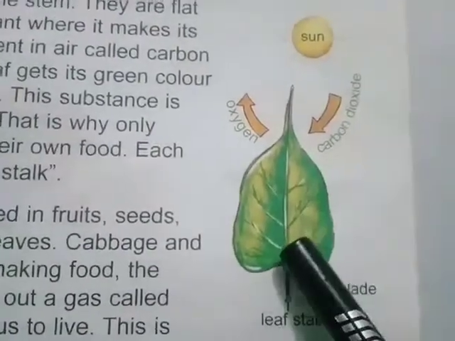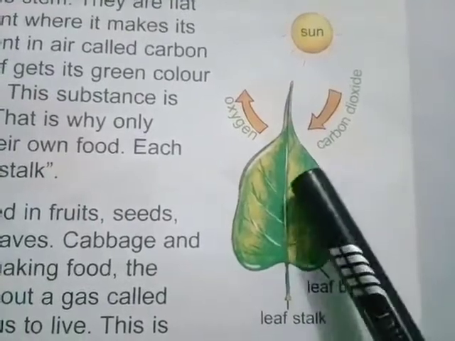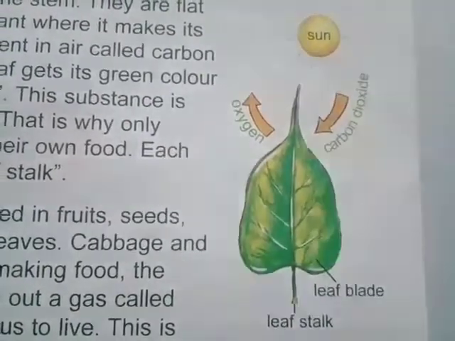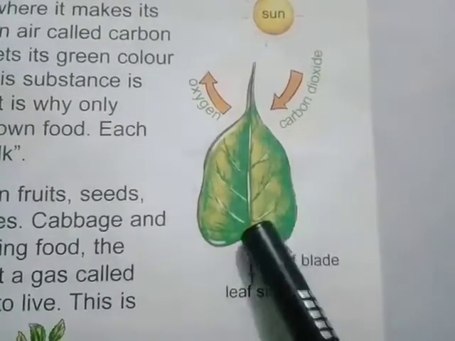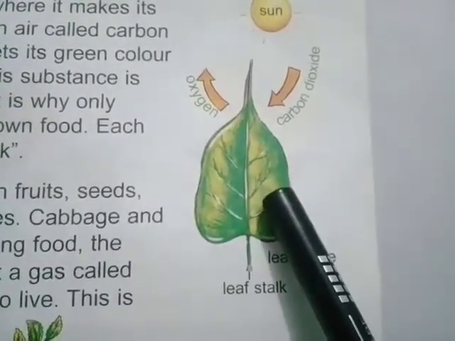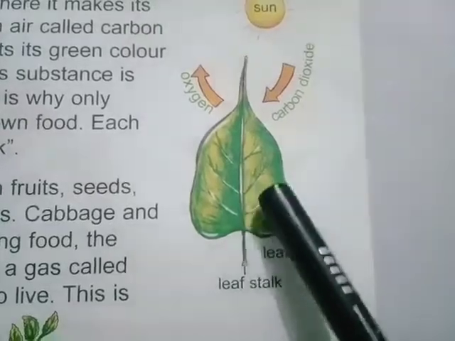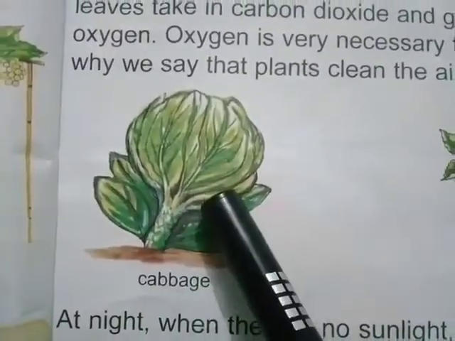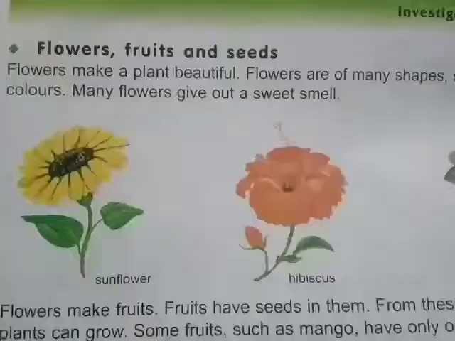Now we see the functions of leaves. The first function is they give out oxygen in daytime and make the air good. The second function is they prepare food for the plant. Third is they do breathing for plants. And the fourth is in some plants they store food.